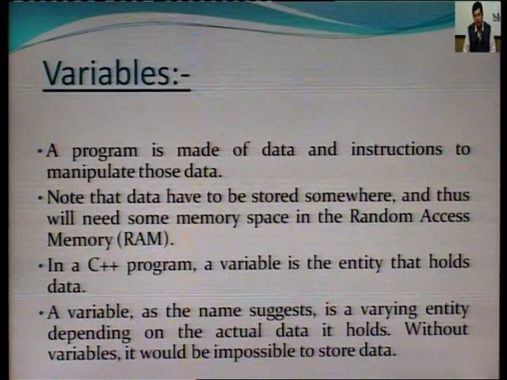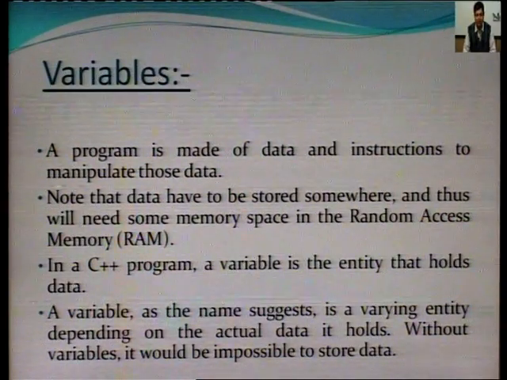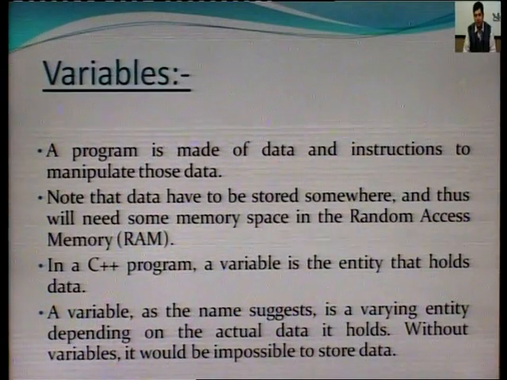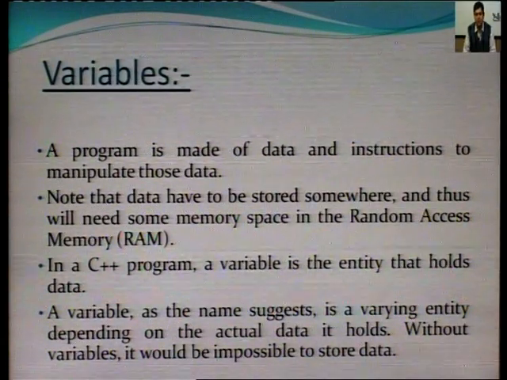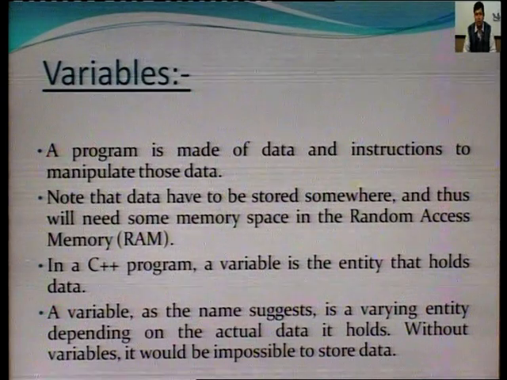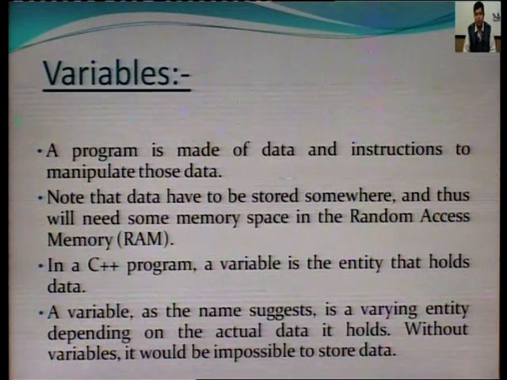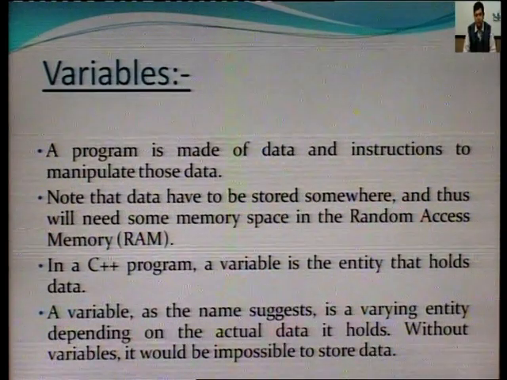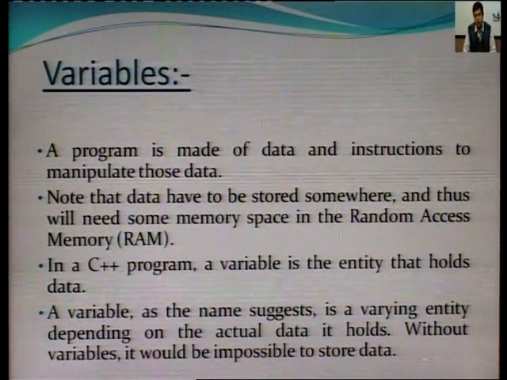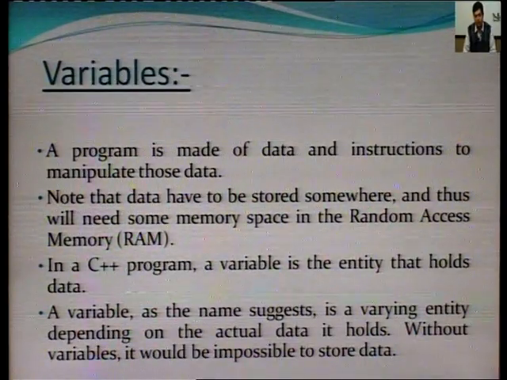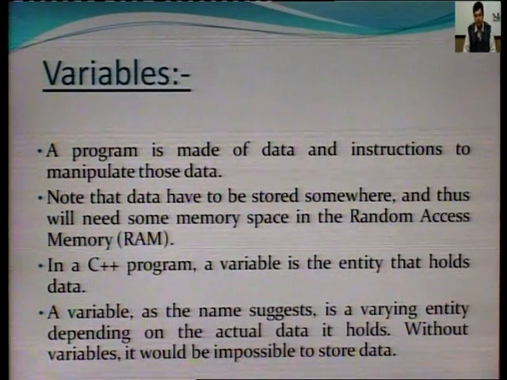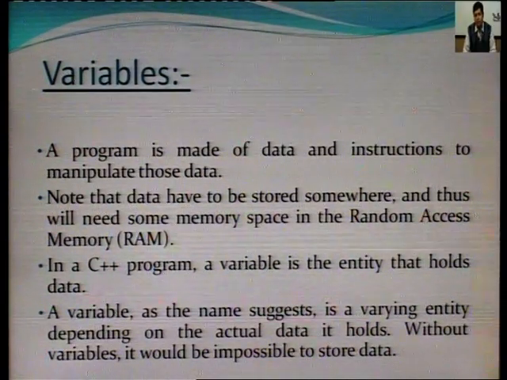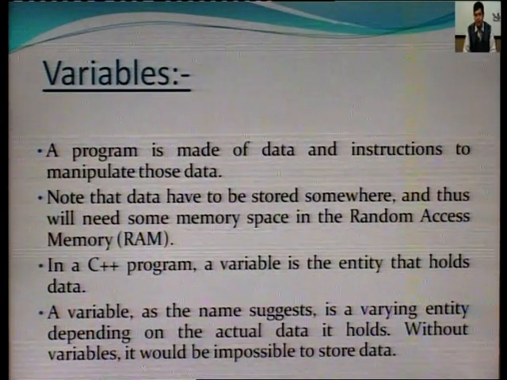Now, I'll describe what a variable is first. In any program, we must have seen that we have either data or instructions, and instructions are used to manipulate the data. Now, data has to be stored somewhere. We need some space in the random access memory. In a C++ program, a variable is the entity that holds the data.